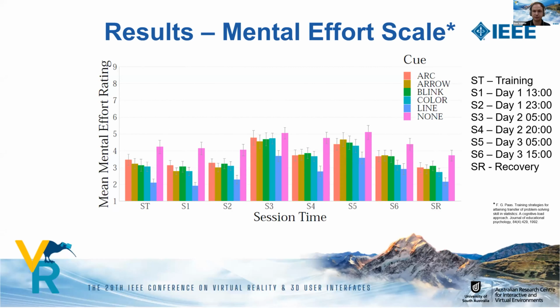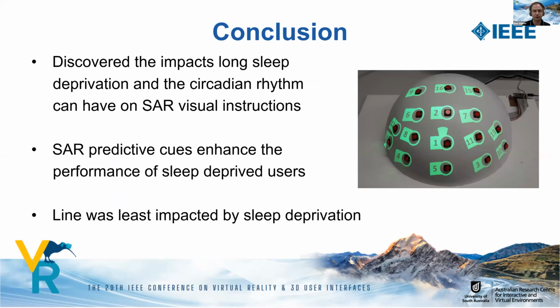Finally, the self-assessed mental effort results saw little fluctuation between experiment times. Throughout the entire experiment, none remained the most difficult to understand, while line remained the simplest to understand. In conclusion, from this 62-hour sleep deprivation study, we were able to examine the impact of long periods of sleep deprivation and the circadian rhythm and what it can have on SAR visual instructions.